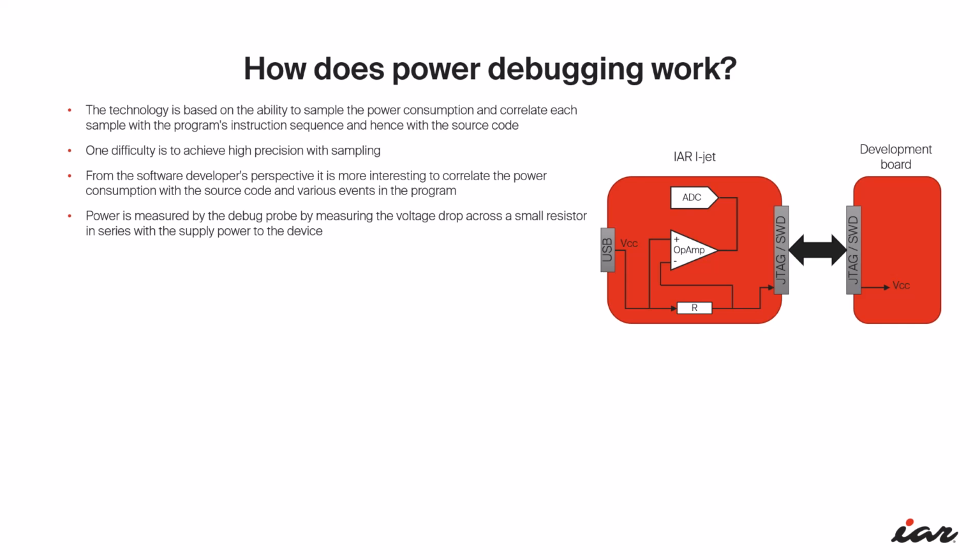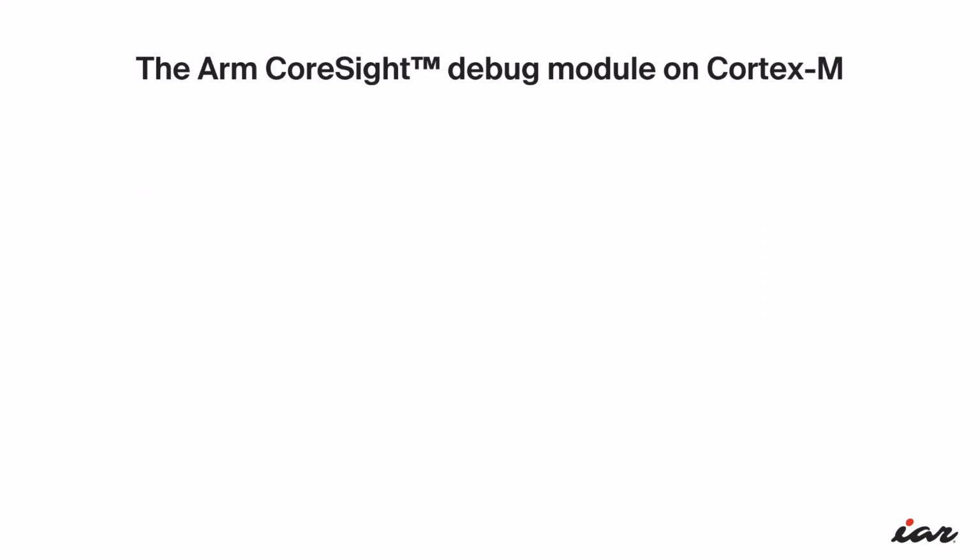Power is measured by the debug probe, like iJet, for example. It mainly measures the voltage drop across a small resistor in series with the supply power to the device. In the figure here, we can see the voltage drop measured by a differential amplifier and then sampled by an AD converter. To make this work well, I can mention the ARM CoreSight debug module on Cortex-M. The key to accurate power debugging is a good correlation between the instruction trace and the power samples.